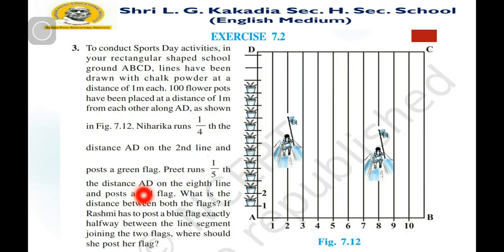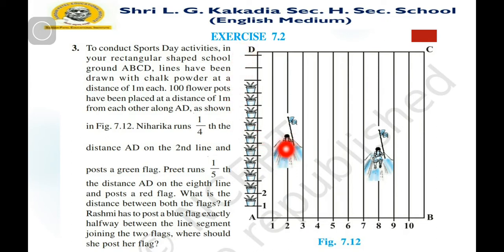If Rashmi has to post a blue flag exactly halfway along the line segment joining the two flags, where should she post the flag? So here you can easily say that, let us consider the line segment AB as the x axis, marked 1 2 3 4 up to 10 meters, and AD as the y axis, marked 1 2 3 4 up to 100 meters.